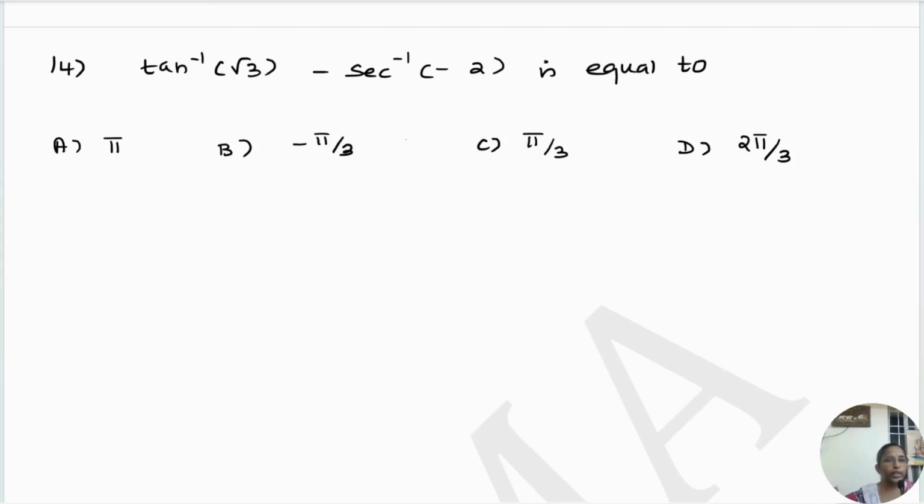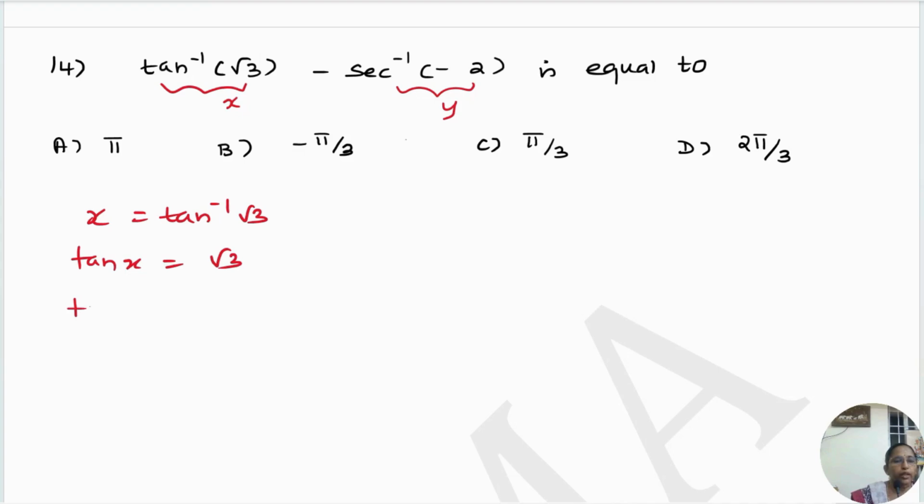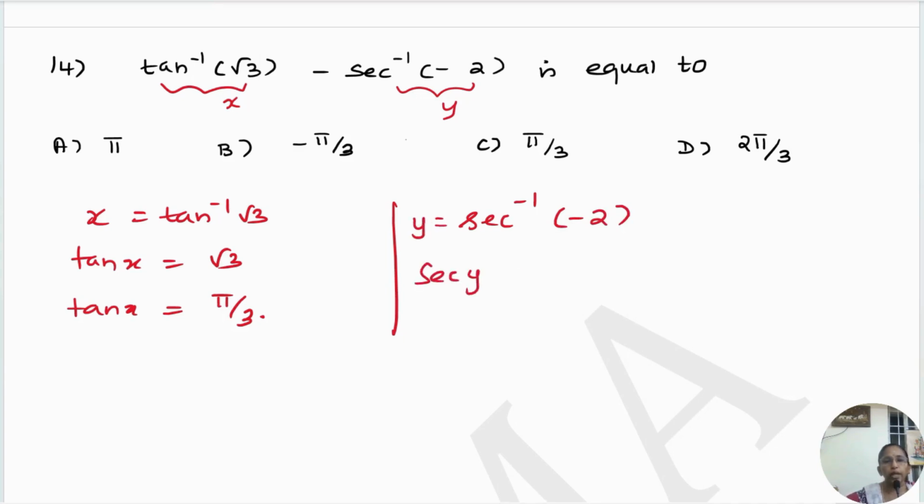And coming to the last question in exercise 2.1, tan inverse of root 3 minus secant inverse of minus 2 is equal to. So the same way, consider this as your x and this as your y, and x minus y, the principal values you have to calculate and then subtract. And then you can choose your answer. So x is equal to tan inverse of root 3. So tan x is equal to root 3. So this is nothing but the pi by 3 value, and similarly here secant inverse of minus 2 can be taken as y. So secant y is equal to minus 2.